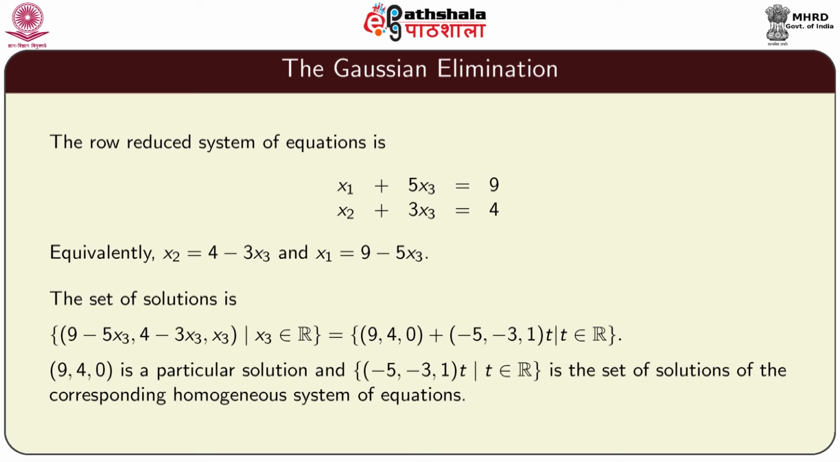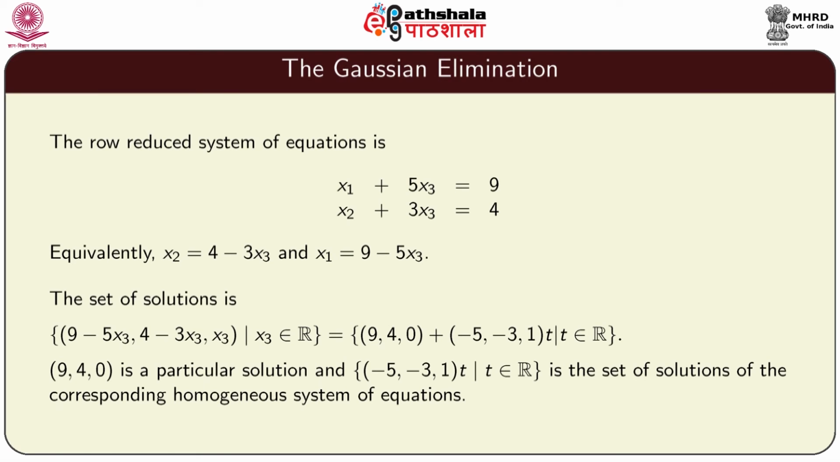Now, how do we solve this? We can write x2 is equal to 4 minus 3x3. Now, substitute it back in the first equation, we get x1 is equal to 9 minus 5x3. Therefore, the set of solutions is the collection of all 3-tuples such that the first entry is 9 minus 5x3, the second entry is 4 minus 3x3, and the third entry is x3, and x3 is varying freely in the set of real numbers. And if we rewrite it, we can rewrite it as the tuple (9, 4, 0) plus the tuple (-5, -3, 1) times t, and again t is varying over the set of real numbers.